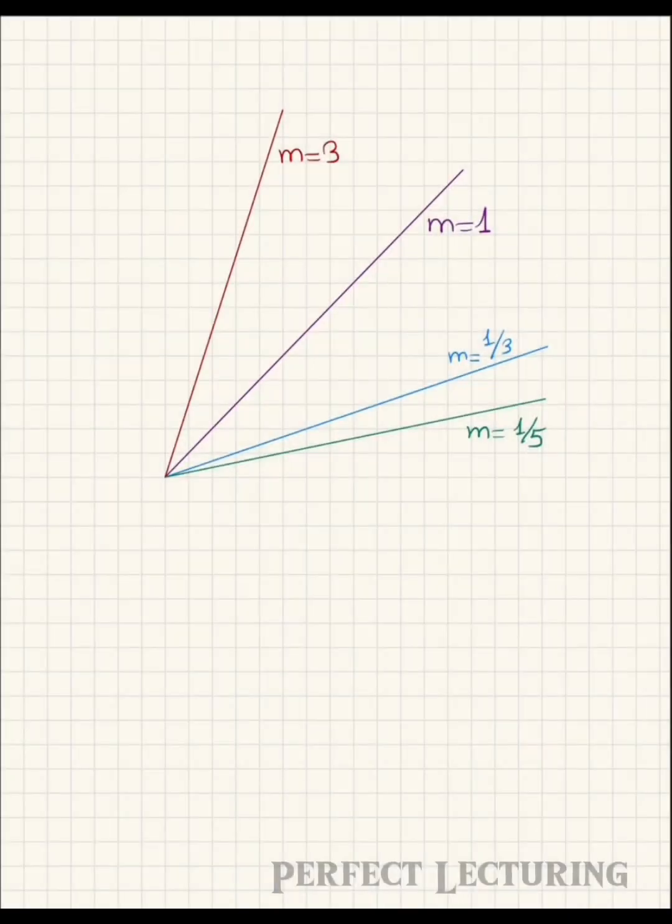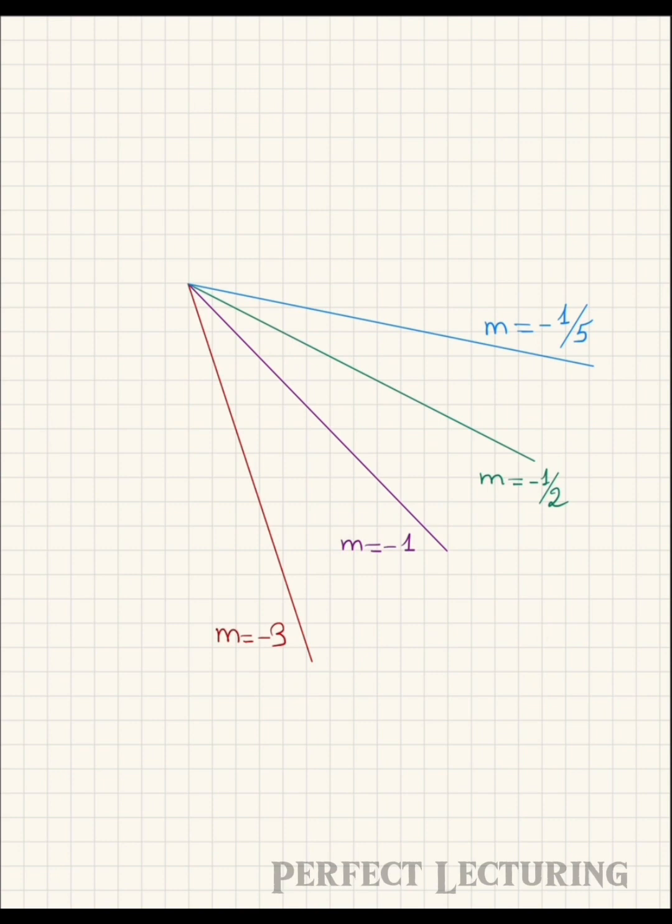For example, if we look at these 4 straight lines, the green straight line is the closest to the horizontal, which means it's the least steep straight line here. And the red straight line is the closest to the vertical axis, which means it has the highest slope and the steepest. So as you can see, if you keep going towards the vertical, the slope keeps increasing.